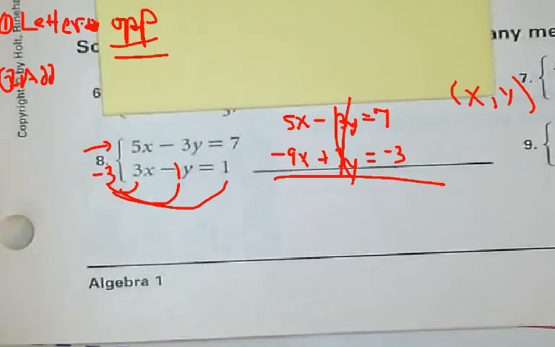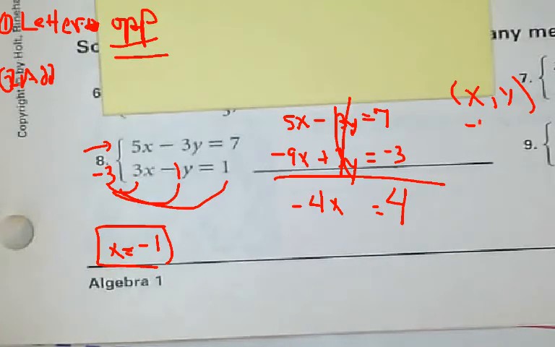7 minus 3 is 4. And then 5 minus 9 is negative 4. So x is negative 1. X equals negative 1. Hooray! But we're not done, remember, because we want to know x comma y.